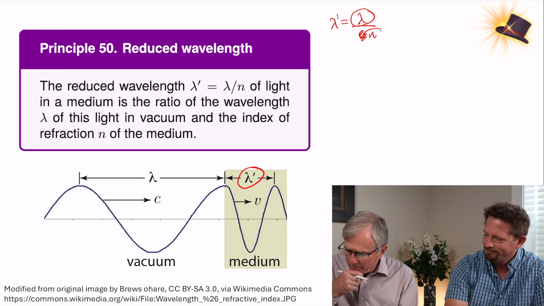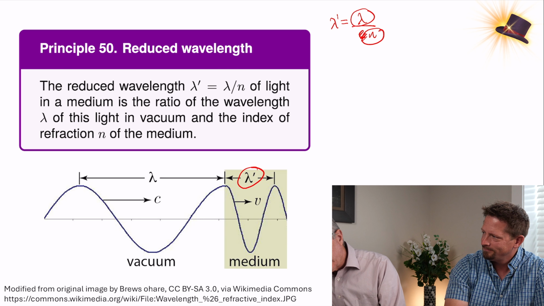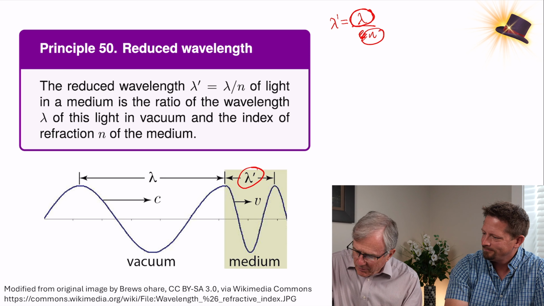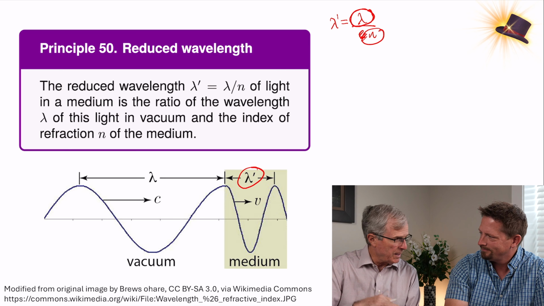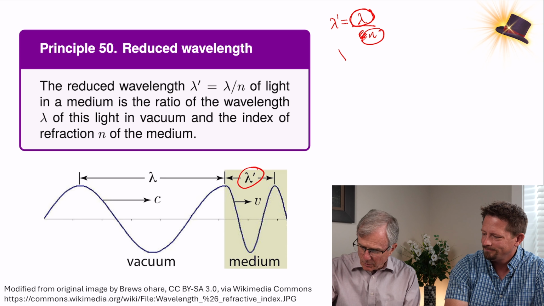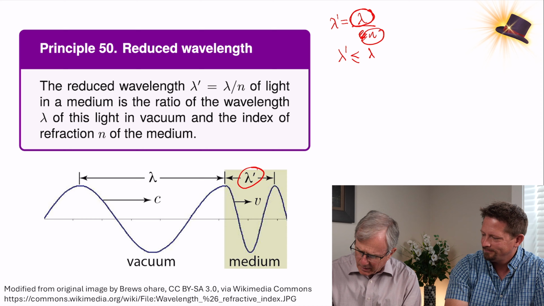So the same thing happens over here. If this index of refraction is greater than 1, then you're going to be dividing that wavelength by something that's greater than 1, which will give you something that's less than that wavelength. So you're going to reduce the wavelength. So lambda prime will always be less than or perhaps equal to the wavelength.